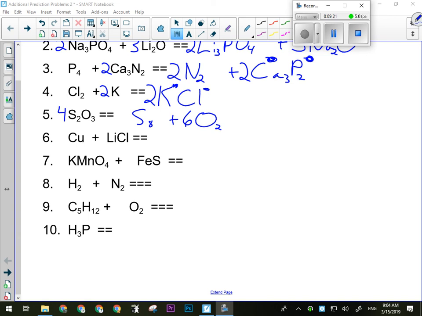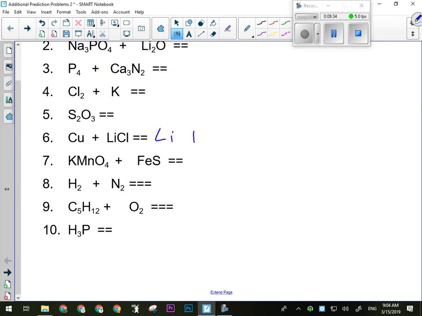Single replacement. Okay, so in a single replacement reaction, I have to figure out who the element is going to switch with. Who is copper going to switch with? Lithium. Okay, so lithium will end up alone, and copper will end up with chlorine.